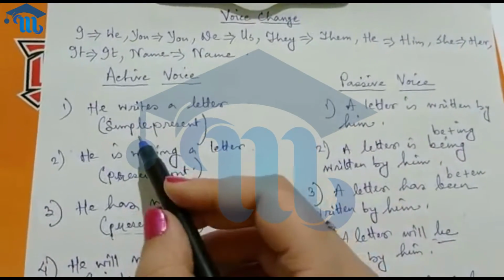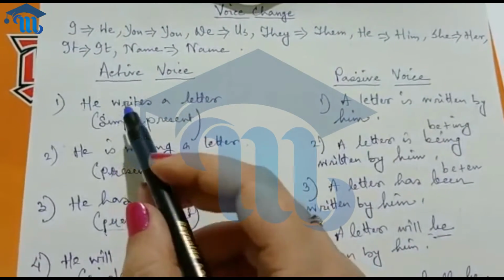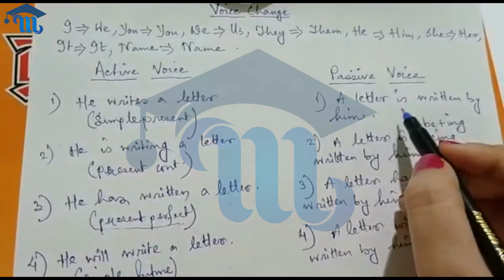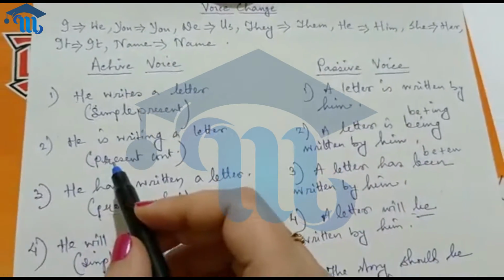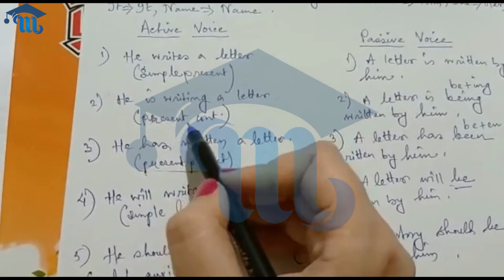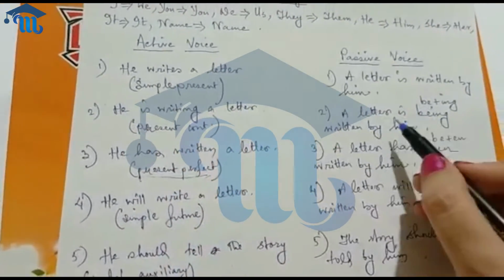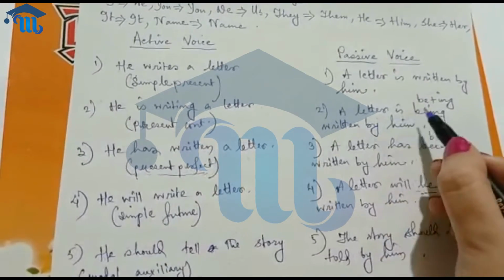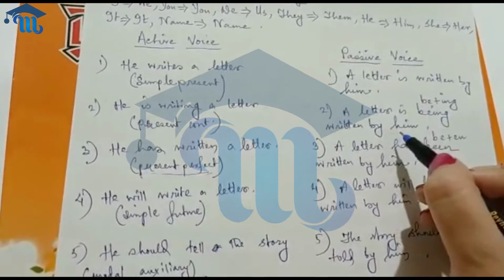Now, similarly, if I write this in simple past tense, what happens? "He wrote a letter." "A letter was written by him." Okay. Then, "He is writing a letter." This is in present continuous tense. What will happen in passive voice? "A letter is being written by him."